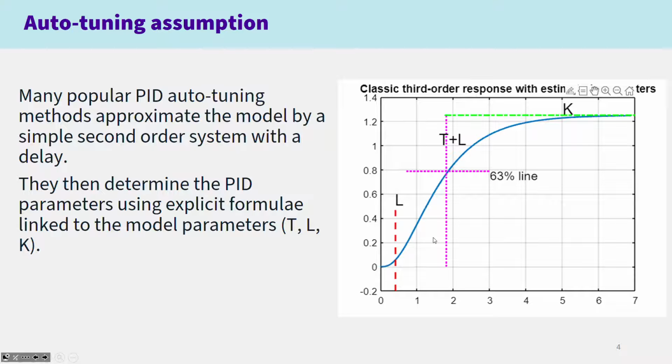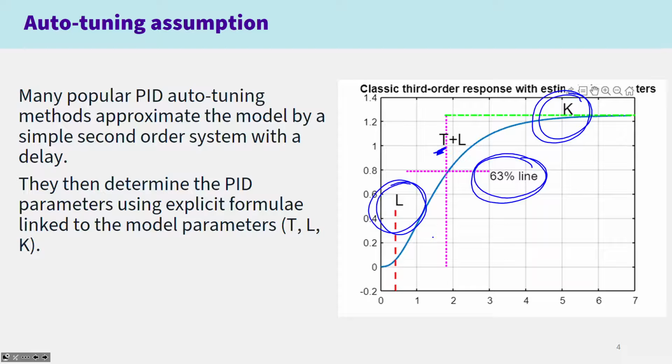So, auto-tuning assumptions. Many popular PID auto-tuning methods approximate the model by a simple second-order system with a delay, a bit like the figure shown here. You can see, in essence, the delay is this value L, K is the expected steady state, and then we look at something roughly around the 63% line, and we might call that T, in essence, a time constant.